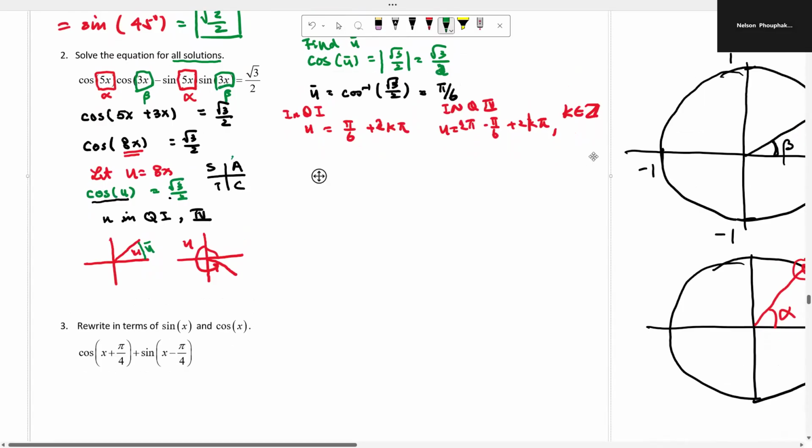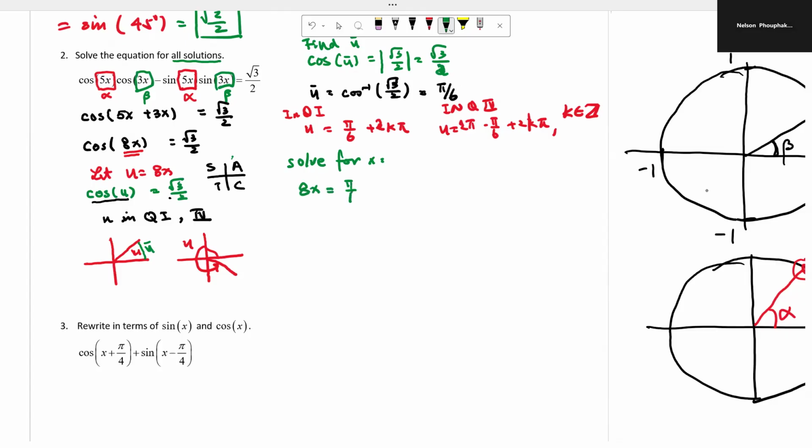Then remember, we are not solving for u. We would like to solve for x, right? Then I will have x equal to pi over 6 plus 2k pi, or x is equal to 11 pi over 6 plus 2k pi.